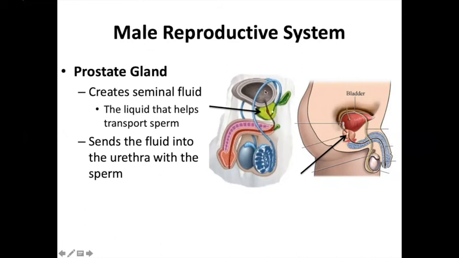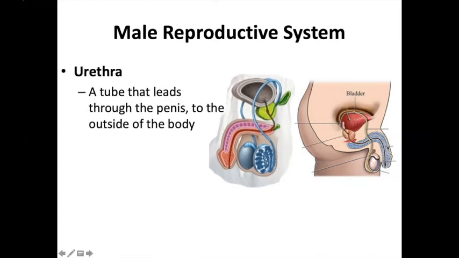So again, up the tube, into the prostate, and then into the urethra. Then on this picture, same thing, up the vas deferens tube, into the prostate, and then from there into the urethra. And of course, I've already mentioned it, the urethra, the tube that leads through the penis into the outside of the body. This is the urinary exit. It's also the sperm exit.